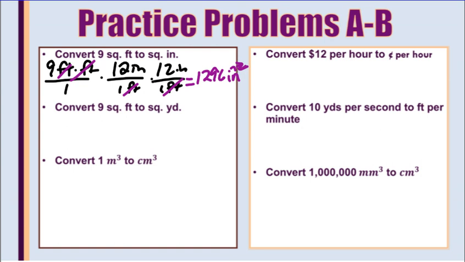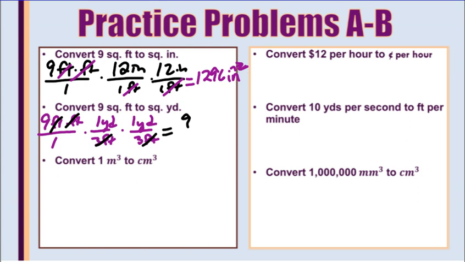Convert 9 square feet to square yards. So we've got 9 feet times feet over 1, times 1 yard over 3 feet times 1 yard over 3 feet. Feet labels cancel off. I'm left with 9 divided by 9, which is 1 square yard.